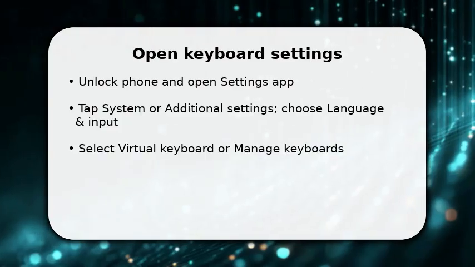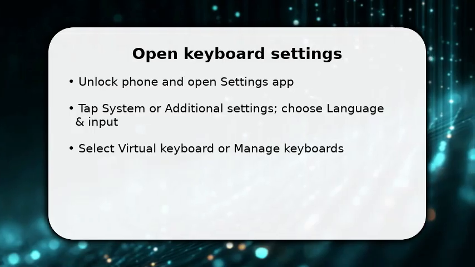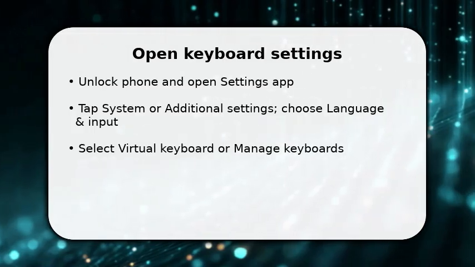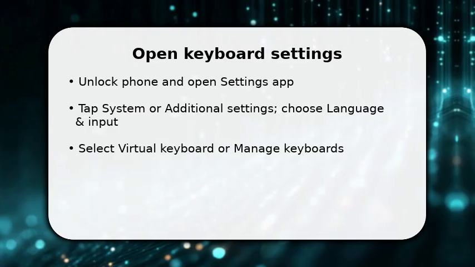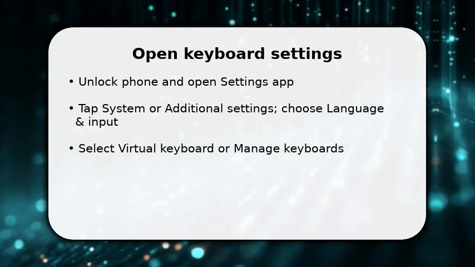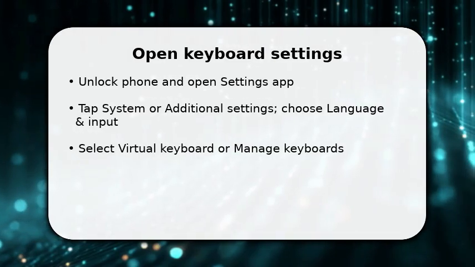You start by getting straight to the keyboard settings. From Home, open Settings and go to System or Additional Settings, then tap Language and Input. Once done, choose Virtual Keyboard or Manage Keyboards to list installed input apps.